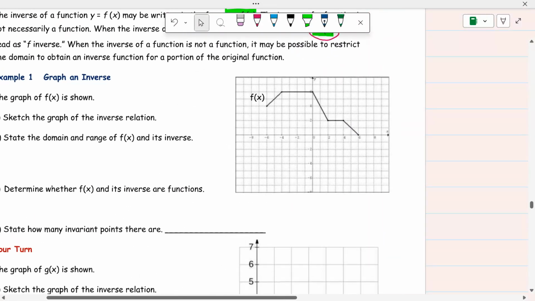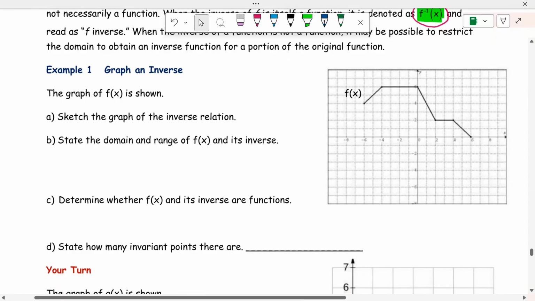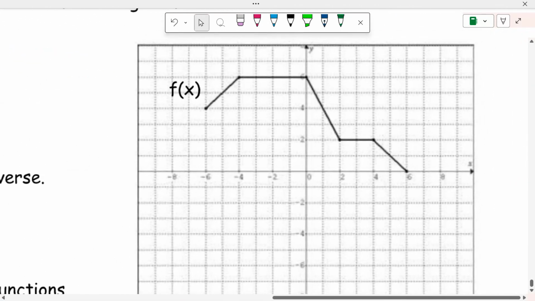So first one here. We have a piecewise function, and it's called f of x. Sketch the graph of the inverse relation. So these are free marks.